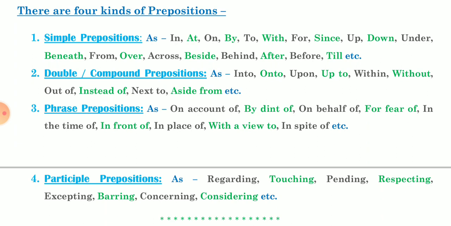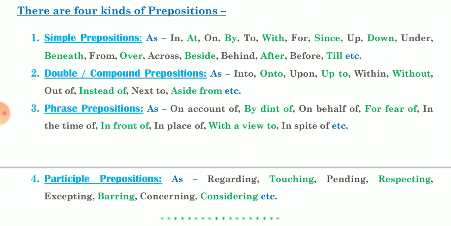And the fourth one is participle prepositions. Do you know what participles are? Here we use the present participle, like regarding, touching, pending, respecting, accepting, bearing, concerning, considering, etc. You can see they are prepositions. These are the four kinds of prepositions you should know.